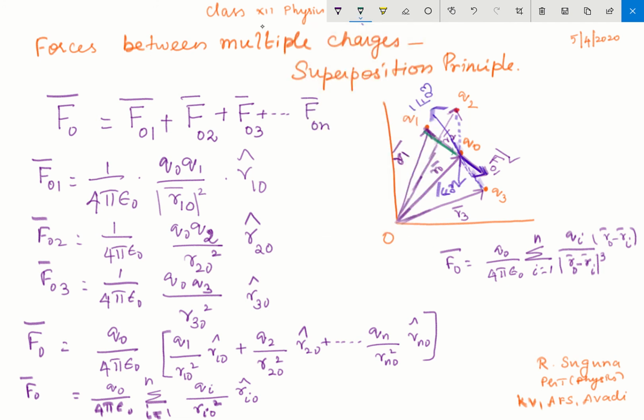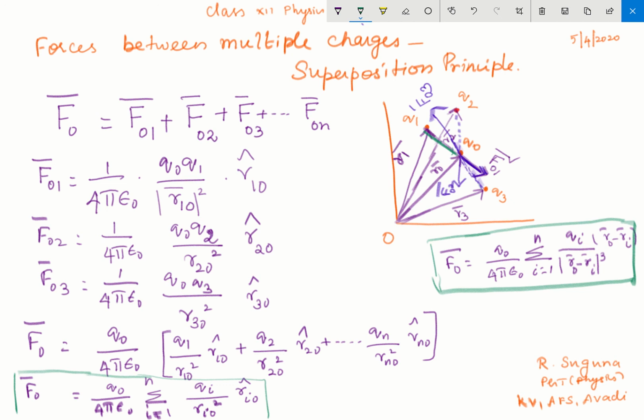So this is your final expression, in terms of individual position vectors. It gives you F0 equals Q0 by 4πε0, sigma i equals 1 to n, qi by |r0 − ri| the whole cube, times (r0 − ri). So this is our vector expression. Hope you are able to follow.